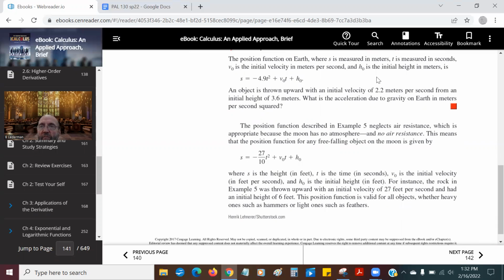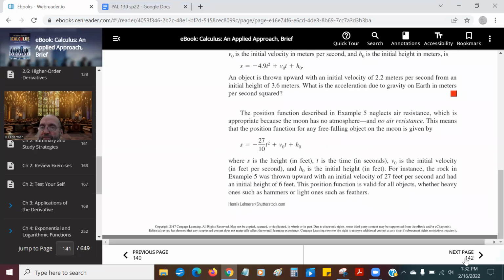By the way, a lot of times we do things in metric. When you do these problems in metric, the 16 becomes a 4.9 because 16 feet is about 4.9 meters. So that's the story.